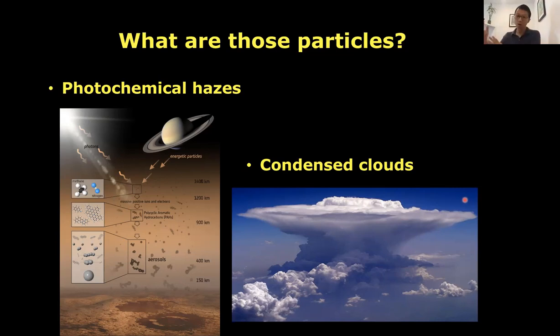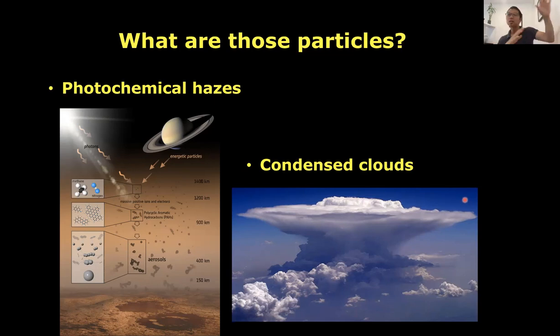And the other category of particles, we can call condensed clouds, or you just call them clouds. This is very common, what you see on Earth. Basically you have thermodynamics working there, right? And once the vapor exceeds the saturation vapor pressure, you get supersaturation, it will condense, doing the phase transition, and the water clouds form that way.